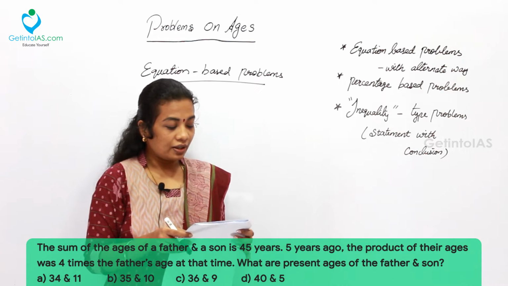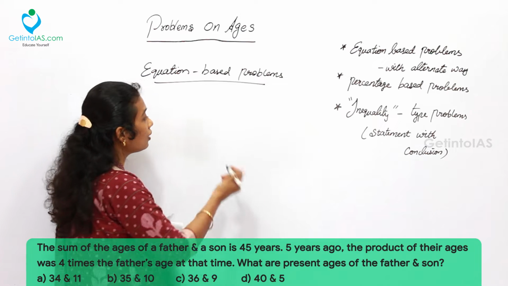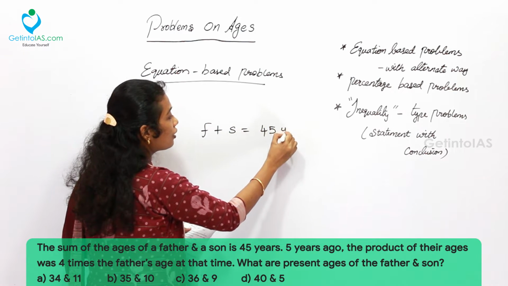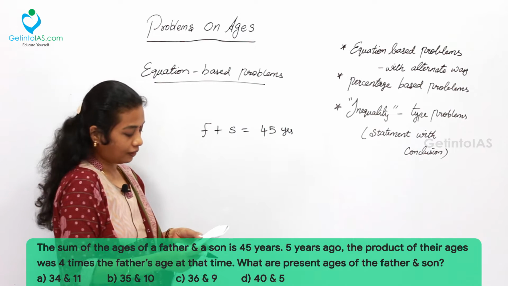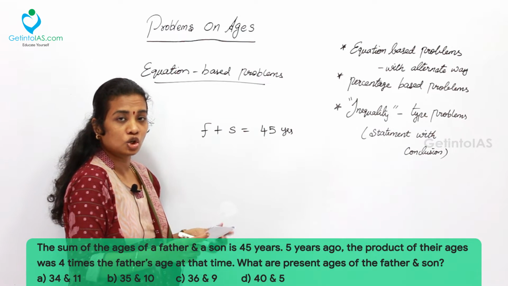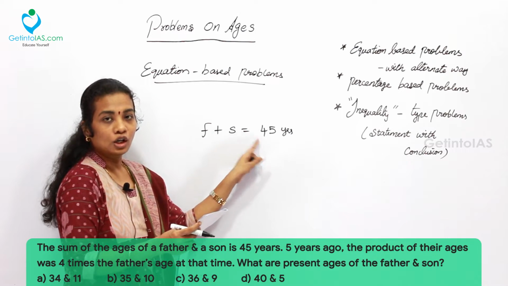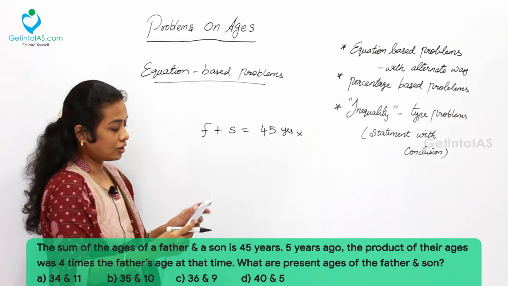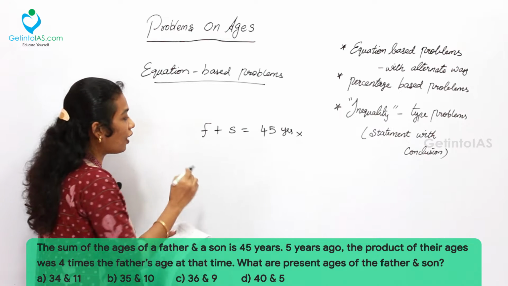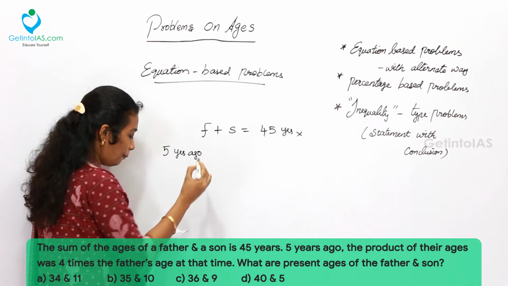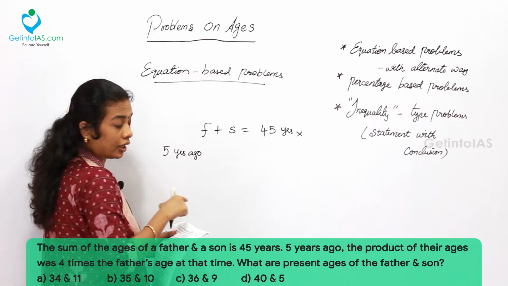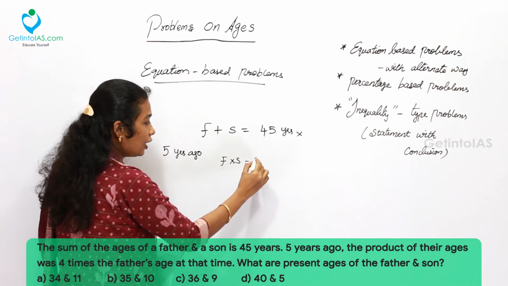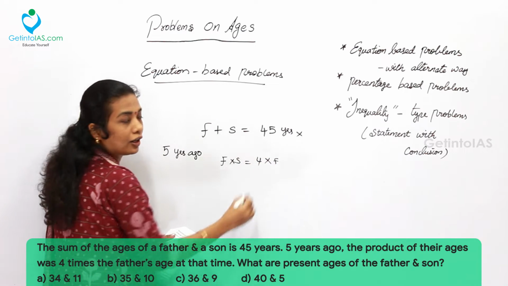Read the first statement. The sum of the ages of father and son is equal to 45 years. And looking at the options, all the options are given in such a way that the sum will be 45. So, only with the help of this statement you will not be able to answer. The next statement says 5 years ago the product of their ages, that is father and son, will be equal to 4 times the father's age.